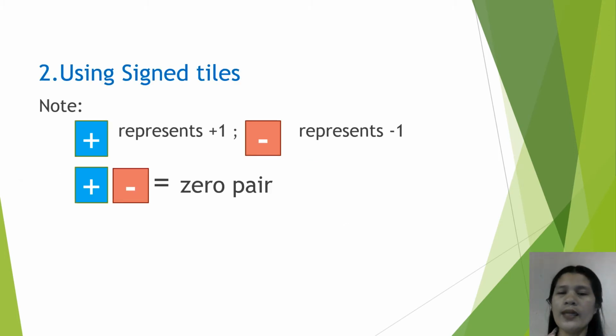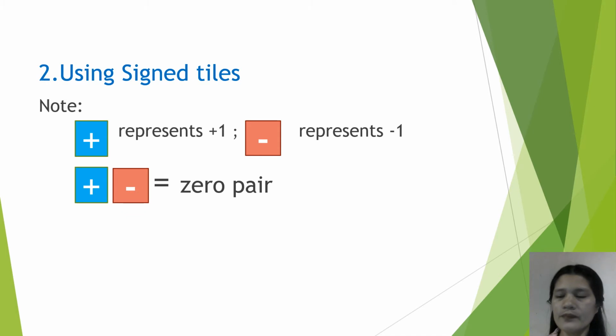So another way of solving or adding integers is using signed tiles. Take note that the blue positive tile represents positive 1 and the red negative tile represents negative 1. The pair of a positive and a negative tile is equal to 0. So when we combine positive and negative, automatically we have zero pairs.